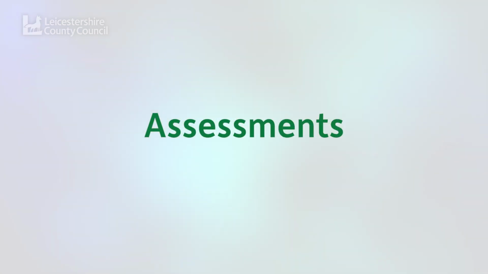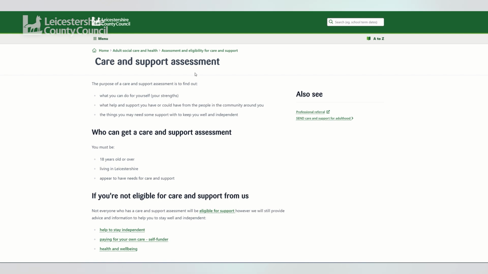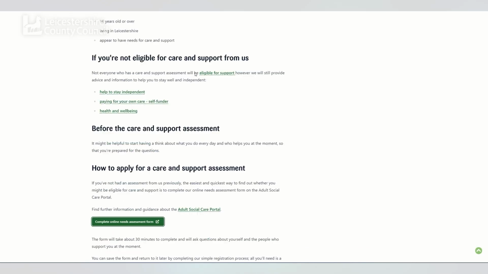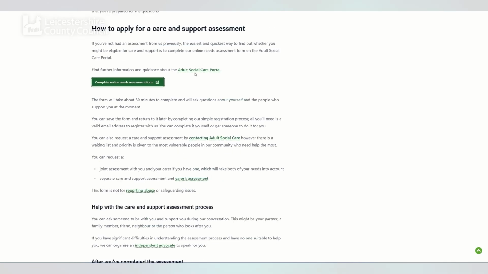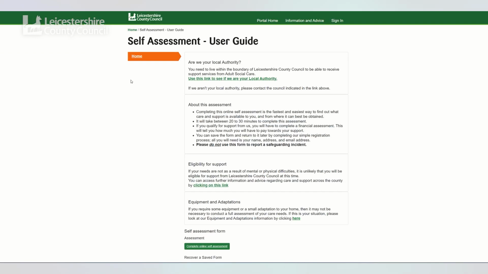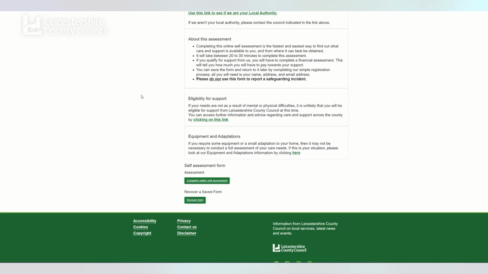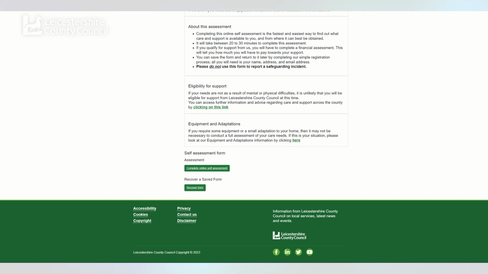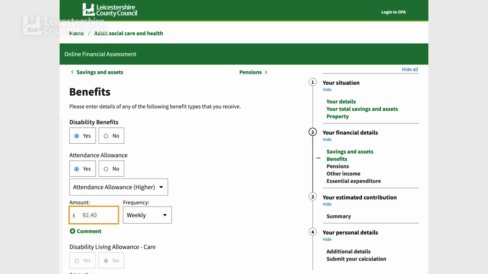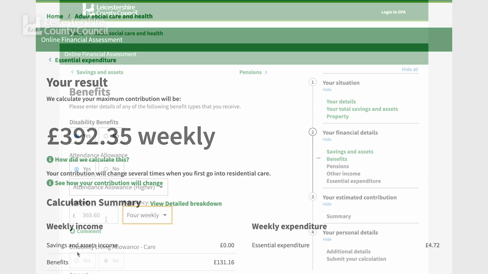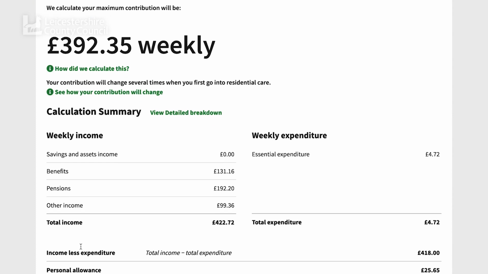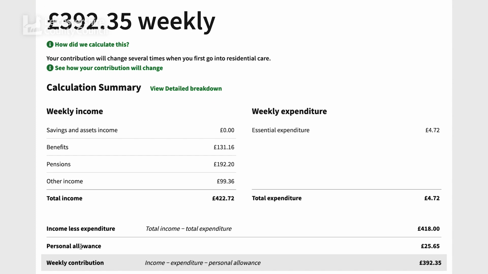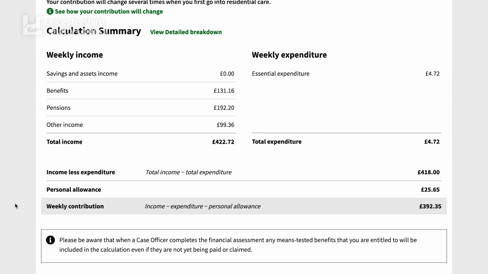Assessments. You must have completed a care and support assessment before having a financial assessment. This care and support assessment determines if you are eligible for support from the council. Both the care and support assessment and financial assessments can be completed securely online. You can get an estimate of the financial contribution you may have to make by using our online calculator. This is an estimate based on the information you enter, and the actual amount you are asked to pay may be different after you've had a full financial assessment.